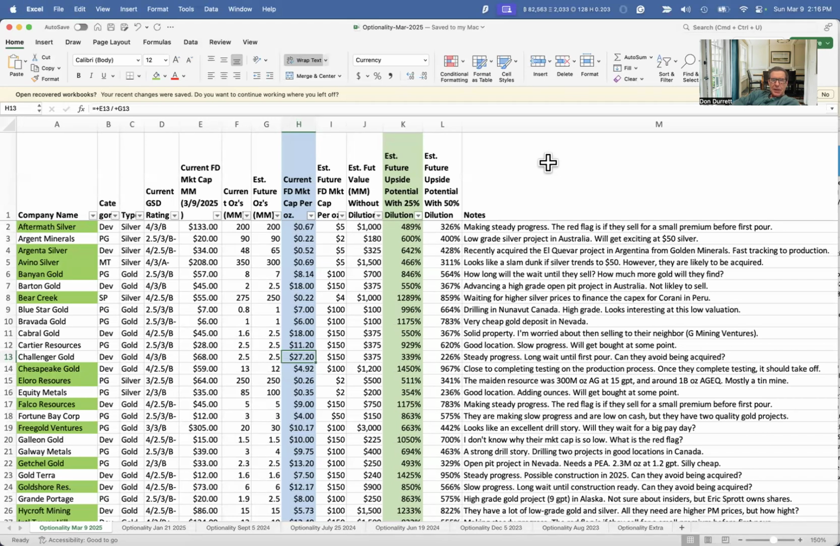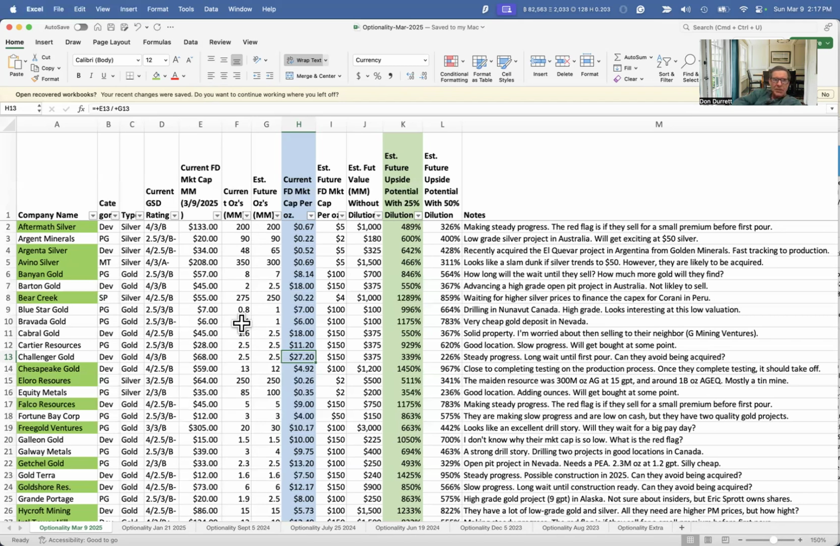I updated my optionality list today. You can see down here the tabs. I started doing this in '23, and now that we're getting towards the end, I did one in January and I'm doing it in March. I don't know how much more time we have. One, two, three, four more months before all these stocks basically double in market cap. Maybe not all of them, but the majority of them.